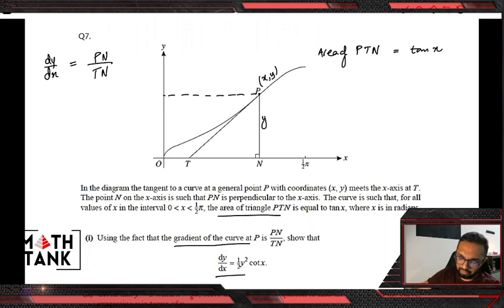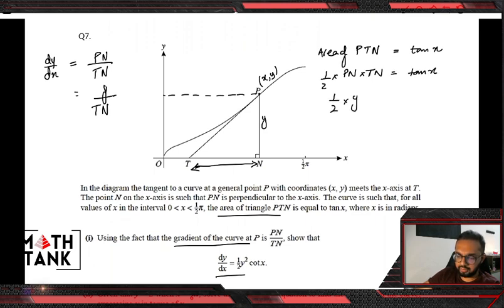That's weird, but I can see that PN immediately goes to y, so the only thing that I need to replace is TN. Now TN is this horizontal length. It's not the x coordinate, because the x coordinate is this, so you can't just replace it with an x. It's going to create trouble. So I come to this piece of information that I have here. If I were to write the area of the triangle, I would write it as half into base into height, PN into TN, equals tan x. Now I know that PN is y.